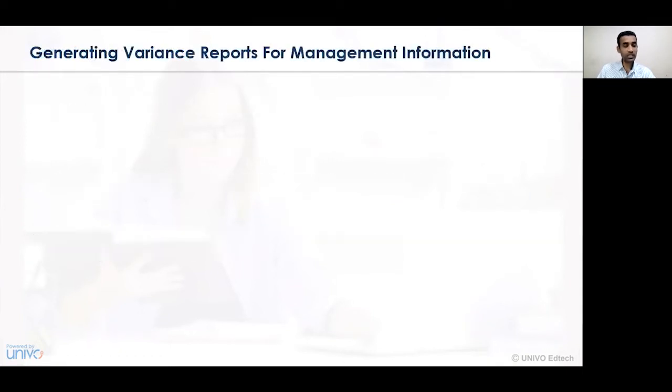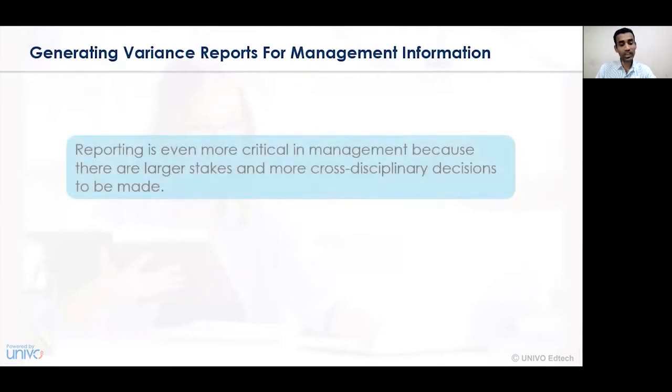Now let's understand the basic concept of generating the variance reports for the management information. As we have seen in the last module, which speaks about the creation of various reports in a business organization, those reports are always of a variance nature. That is, they differ from product to product, commodity to commodity, department to department. When all those activities are undertaken in a business organization, some activities are of a regular nature and some reports are of a critical nature.